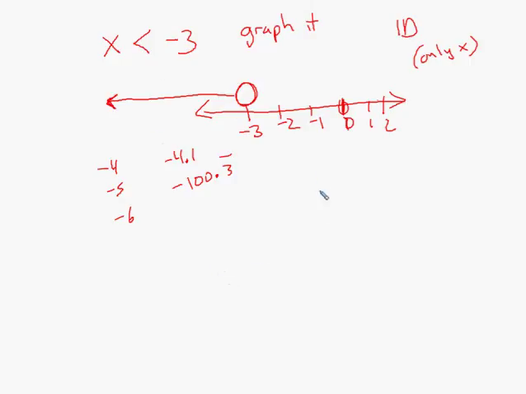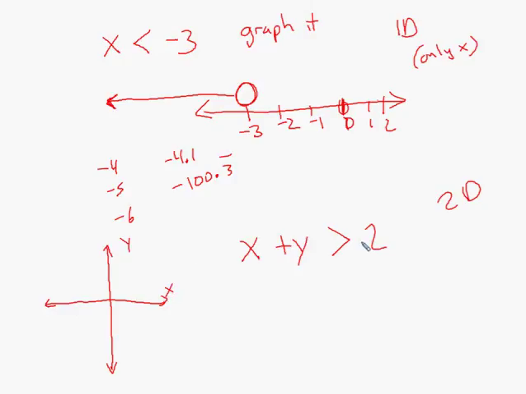But now I'm in two dimensions. So if I had x plus y is greater than 2, I'm in two dimensions now, which means I need an xy graph, right? And right here, I would need to solve for y first, so I subtract my x. My y-intercept is 2. And then this slope means go down 1, right 1.